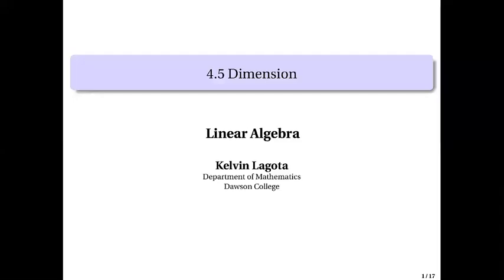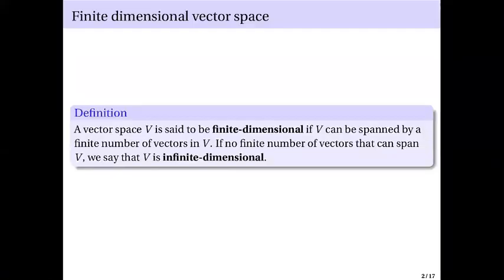So in today's session, we will be doing section 4.5, dimension. This is the last topic for our course. Let us recall this definition. A vector space V is said to be finite dimensional if V can be spanned by a finite number of vectors in V. If no finite number of vectors can span V, then we say V is infinite dimensional.